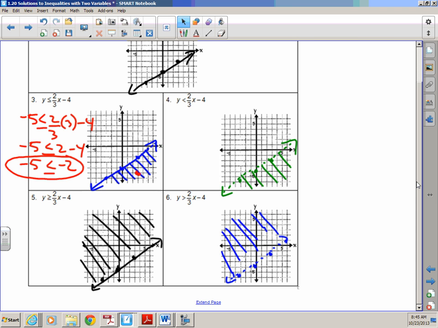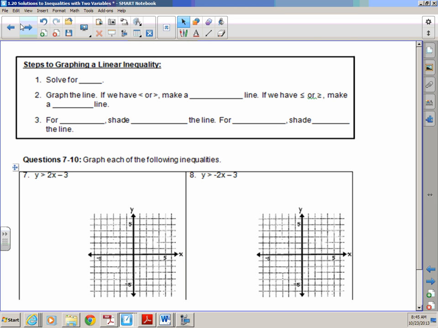So, to recap the concept, what we're going to do is solve for y, so that it's y less than or equal to, or greater than or equal to, whatever it is, mx plus b. Okay?